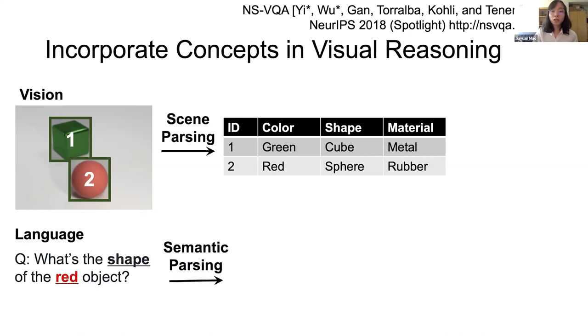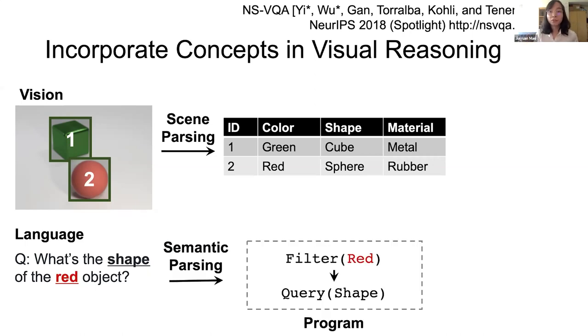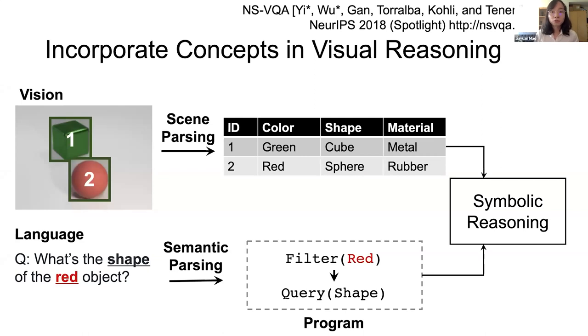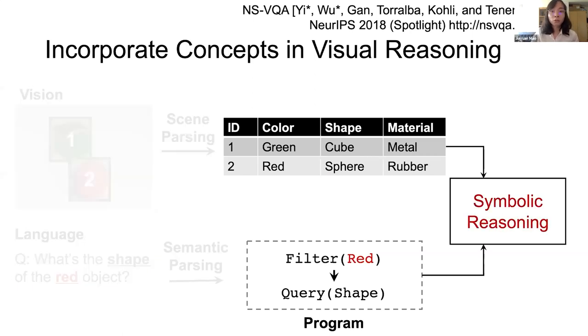Meanwhile, it translates the input sentence, which is in natural language, into logical programs with a hierarchical layout. In this case, the question, what's the shape of the red object, can be translated into a two-step program. The generated program, together with the abstract scene representation, will be sent to a symbolic program executor. This program executor will execute the program. First, it finds the red object in the scene by querying the color of different objects. And secondly, it answers the question by querying the shape of the object, which gives us the answer sphere.